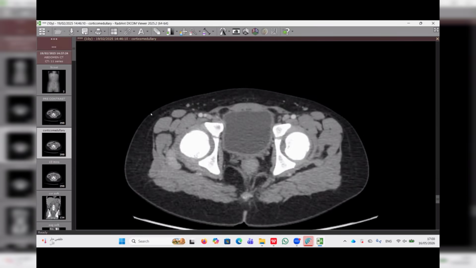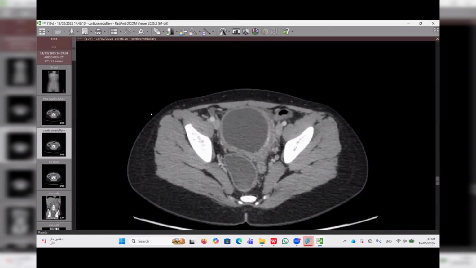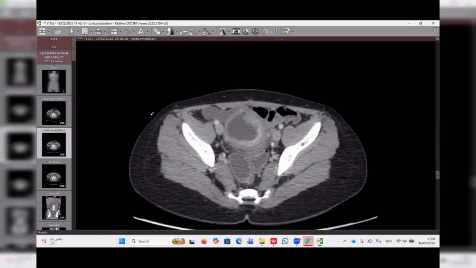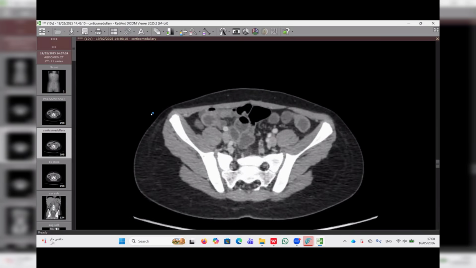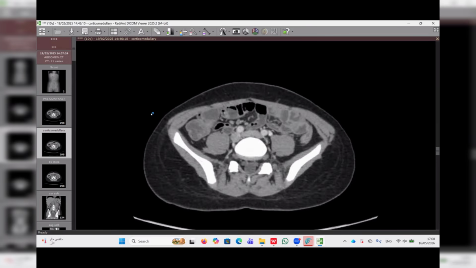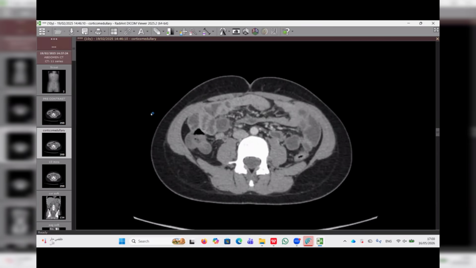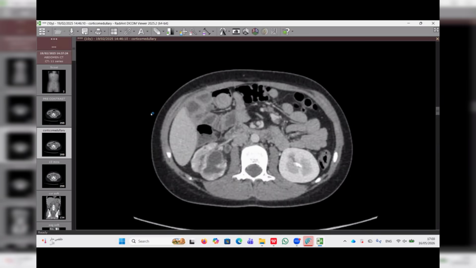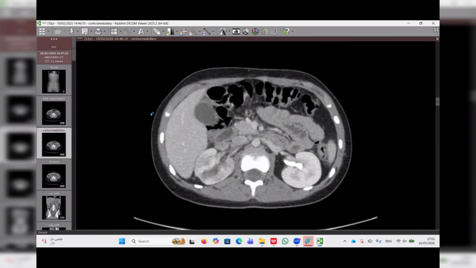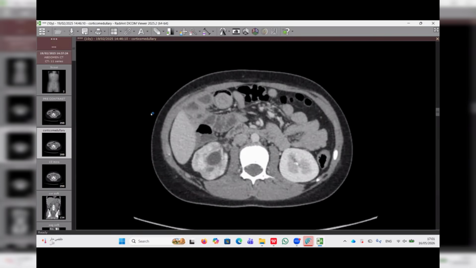I want to see the status of the right kidney also. This enhancement in the left ureter is suggestive of ongoing infection, likely pyelitis. Yes. I'm now going to see the status of the right kidney. The right ureter is not dilated. The right kidney appears to have, okay, so it is showing excretion of contrast in the ureter.